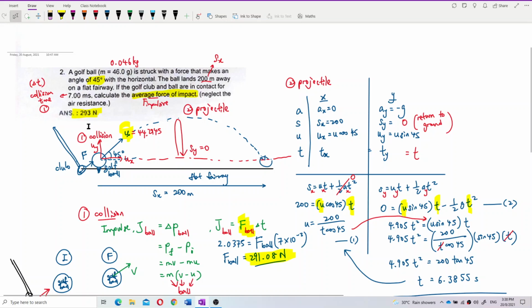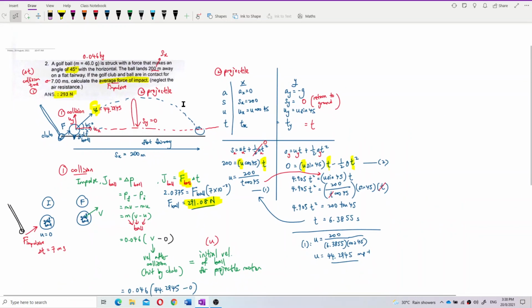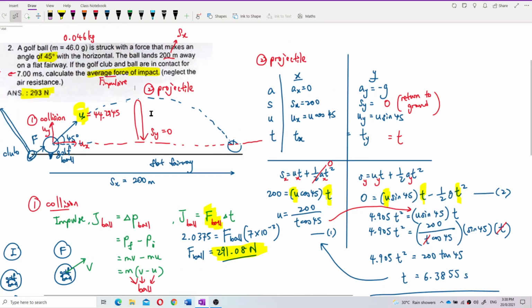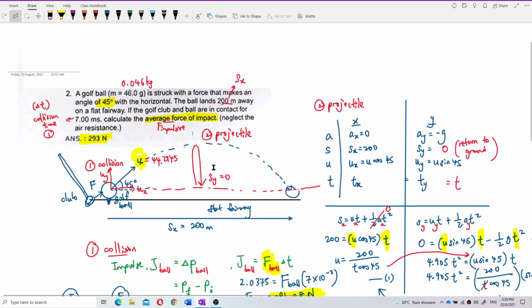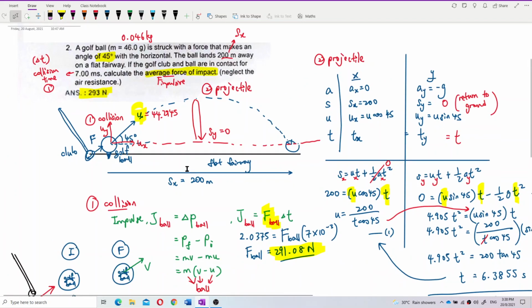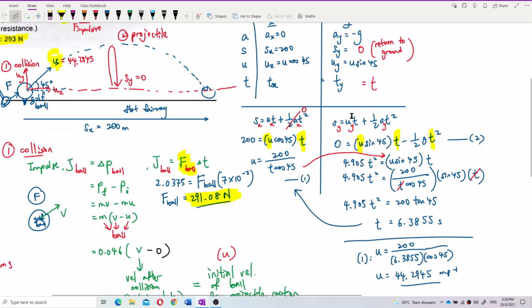So this is the way. This question is a combination of chapters. We have projectile motion here, and also we have impulsive force over here. So it's a combination of chapters. So it's a good question.